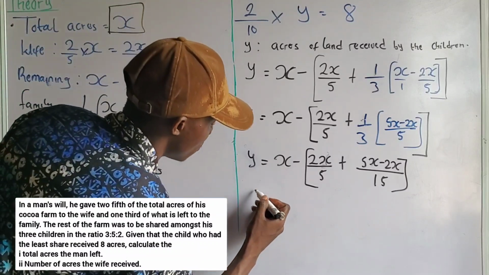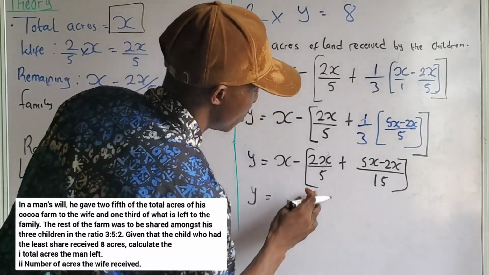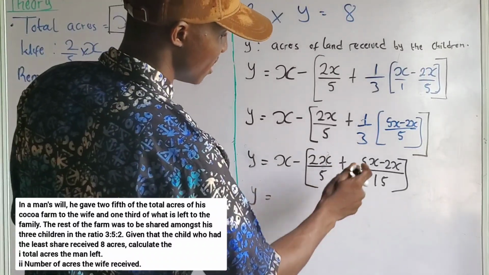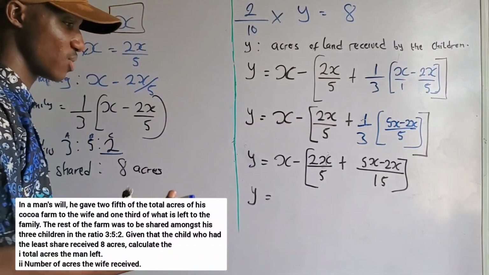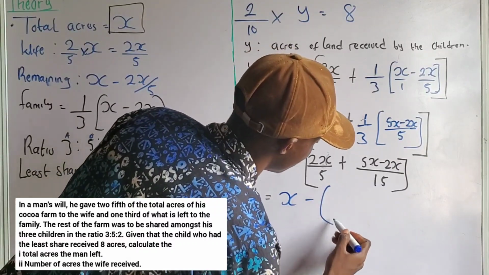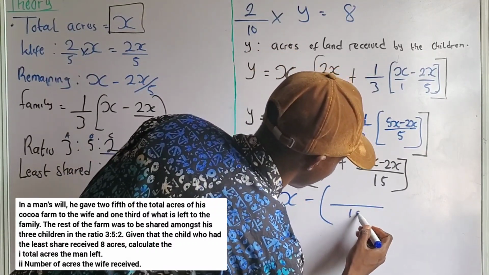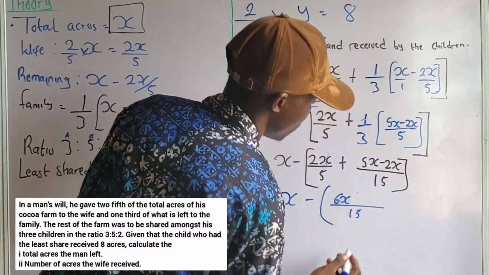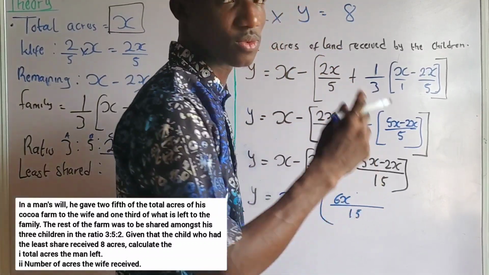Now, having gotten to this point, we can still take the LCM. So I'm going to have y is equal to x, let's use blue, minus, open the bracket, the LCM of this and this is 15, right? Yes. 15 divided by 5, 3. 3 times 2x is 6x. 6x, okay? 15 divided by 15, that is 1. 1 times 5x minus 2x.